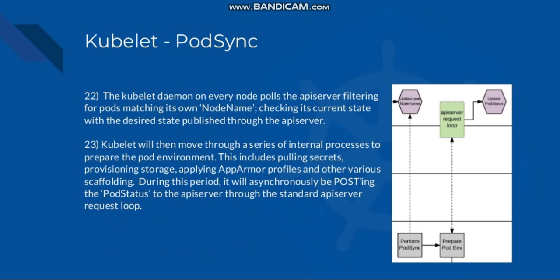The kubelet daemon on every node polls the API server, filtering for pods matching its own node name, checking its current state against the desired state published to the API server. The kubelet will then move through a series of internal processes to prepare the pod environment. This includes pulling secrets, provisioning storage, applying AppArmor profiles and other various scaffolding. During this period it will asynchronously be posting the pod status to the API server through the standard API server request loop.